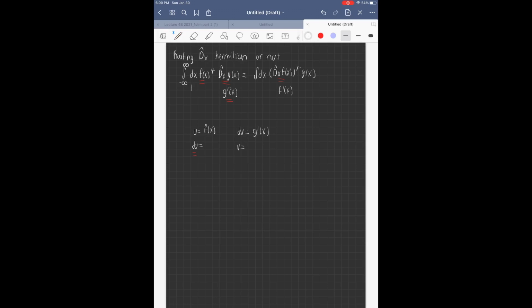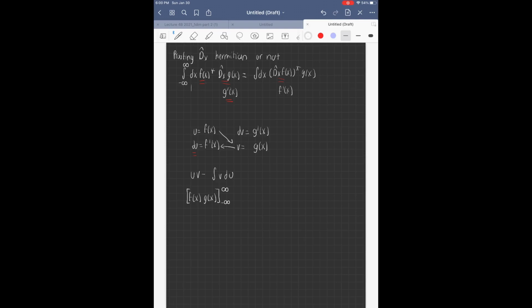Then we take the derivative of f of x, and we get f prime. And if we take the antiderivative of g prime of x, you get g of x. So you do crisscross, and then you would see the result, and I'll just remind you guys, uv minus v du. So then in this case, u would be f of x, and this would be g of x. And then we would do its bounds from negative infinity to positive infinity.